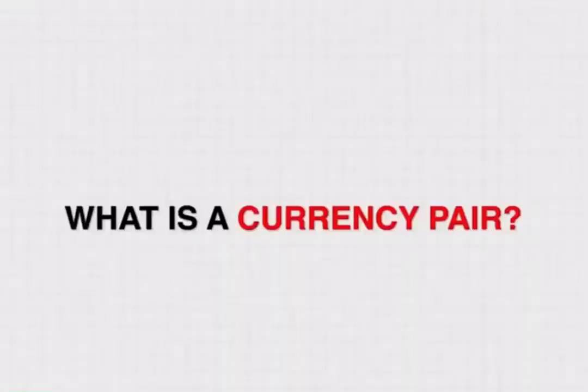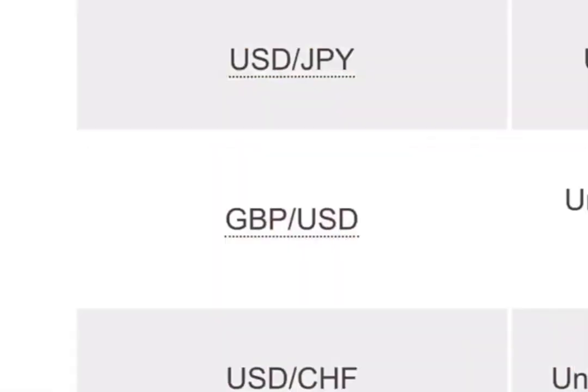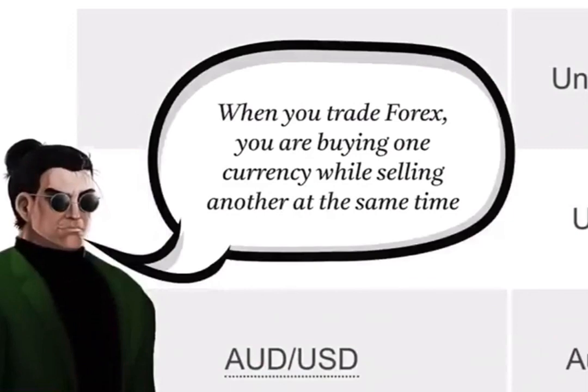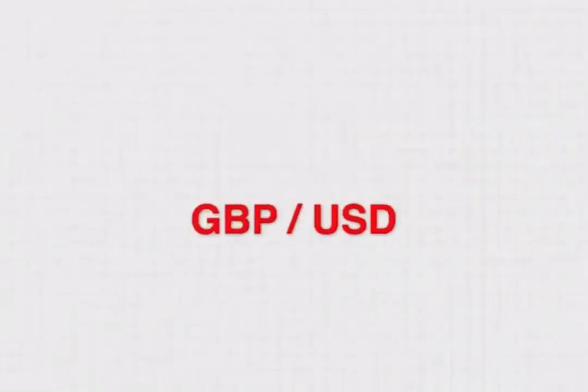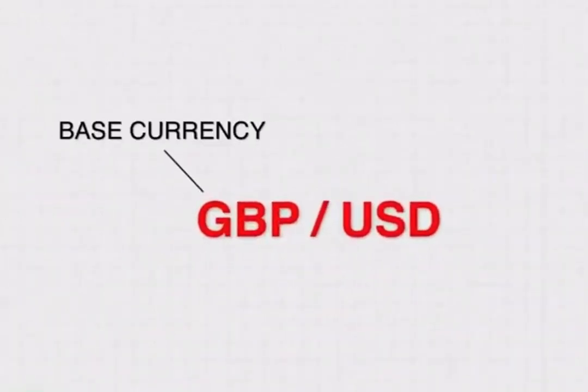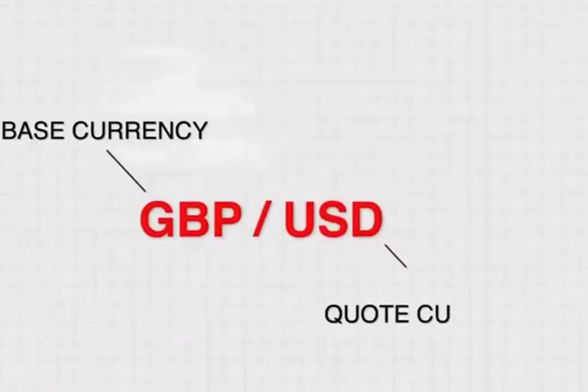In Forex, currencies are traded in pairs because when you trade Forex, you are buying one currency while selling another at the same time. Let's look at the pound-dollar currency pair, for example. The first currency in a pair is the base currency, and the second currency is the quote currency.